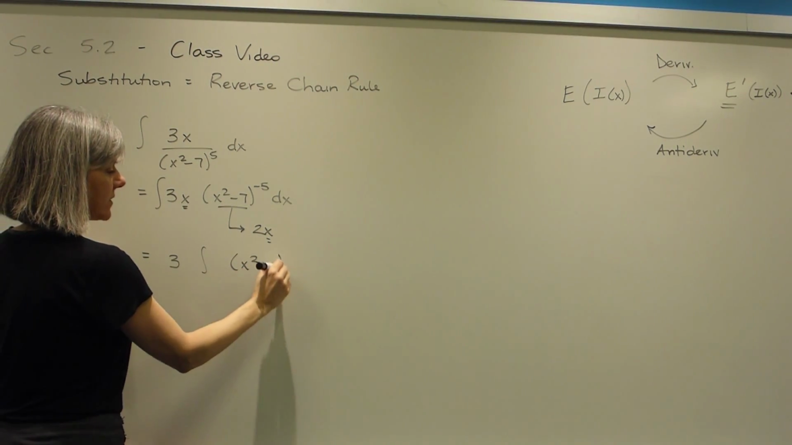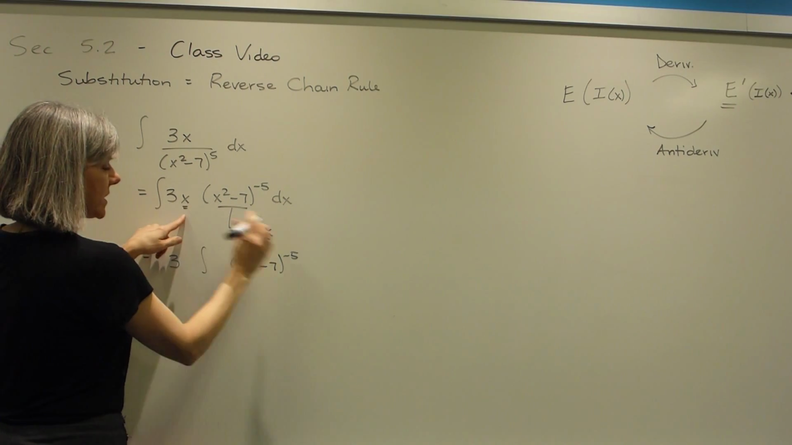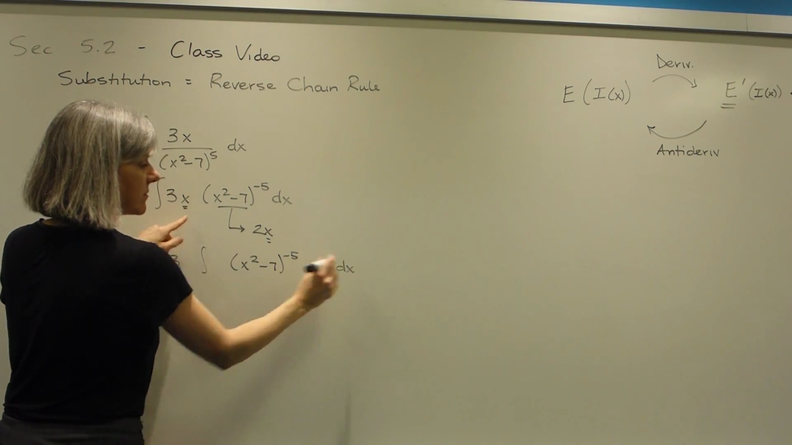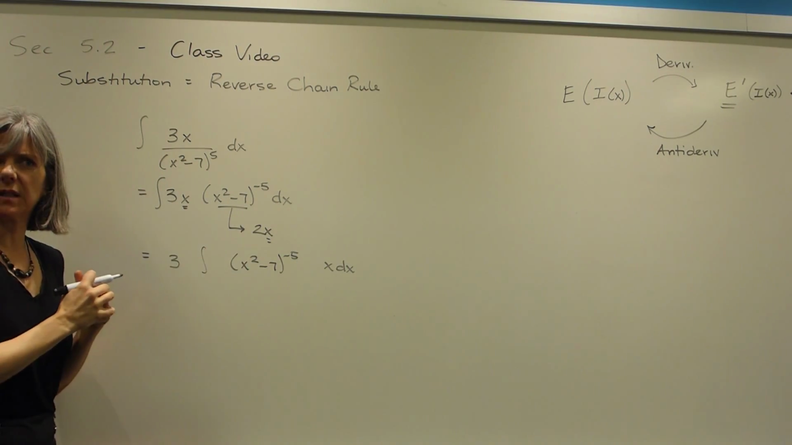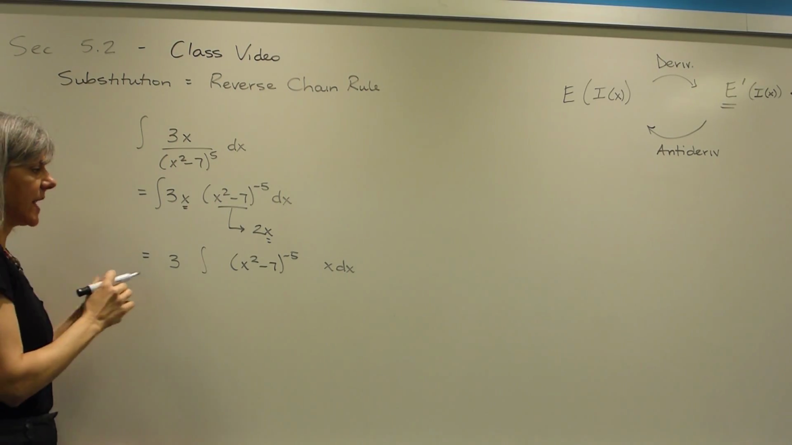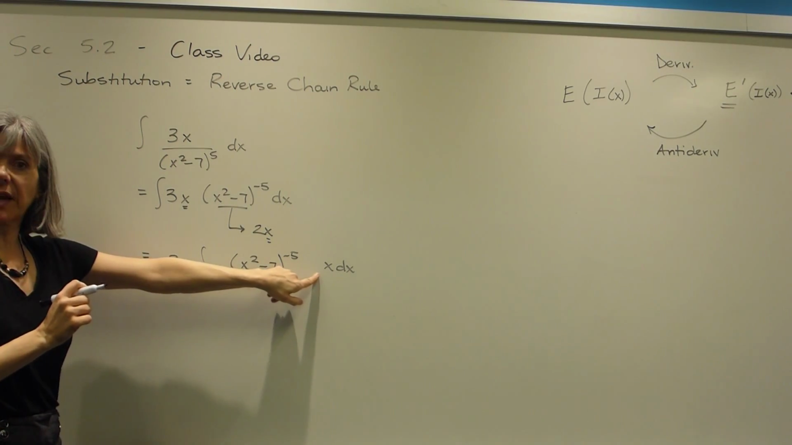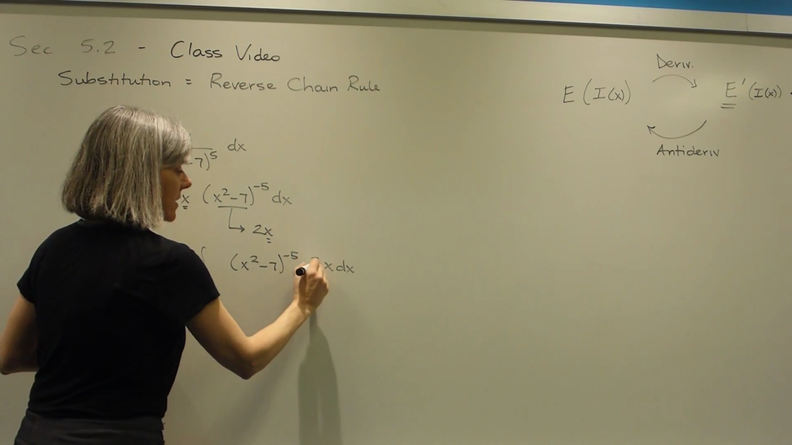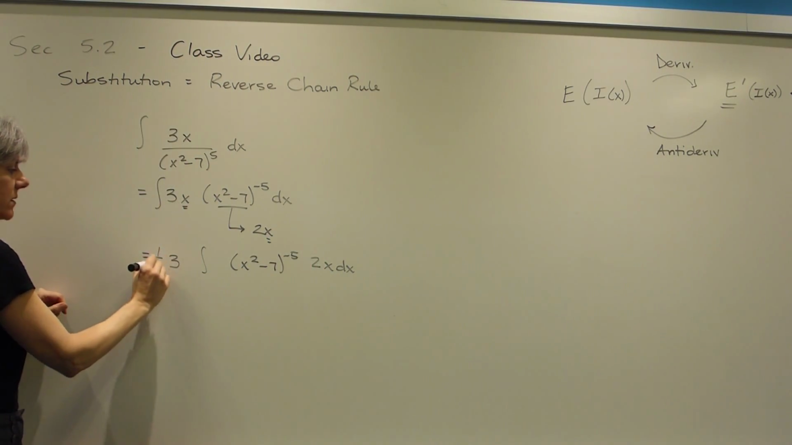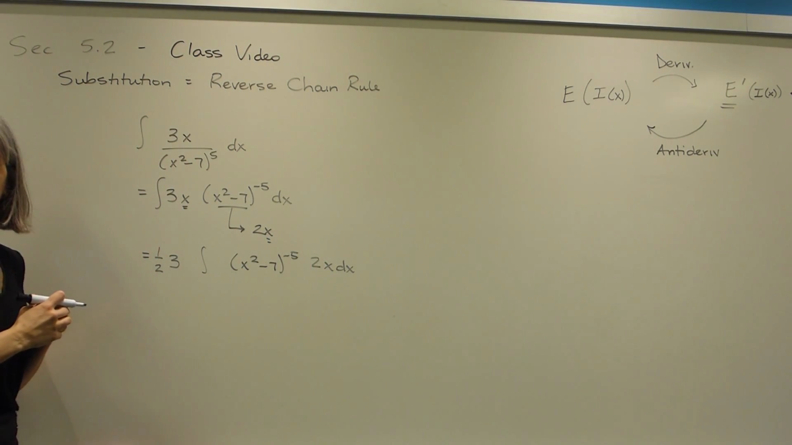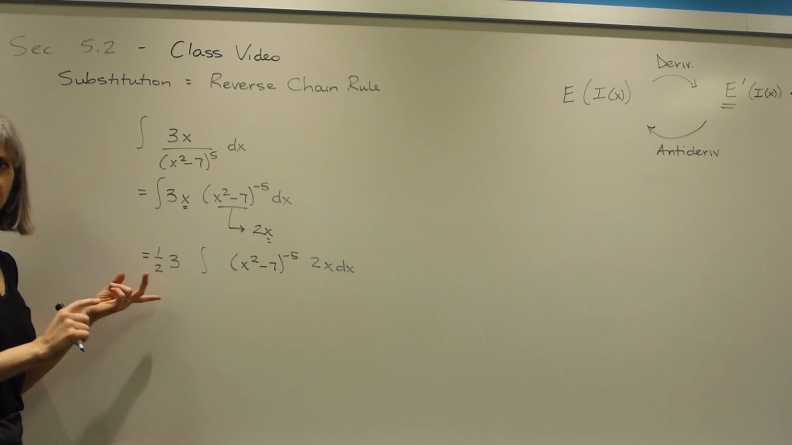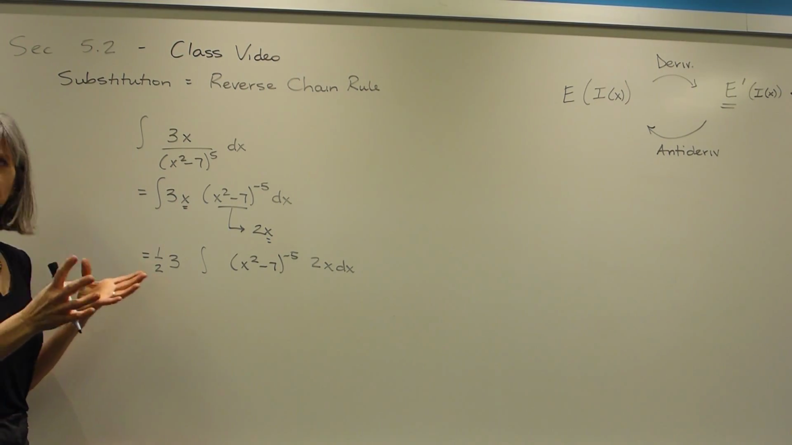X squared minus 7 to the minus 5, and now I'm going to put this x over here next to the dx, just because that's the form we tend to like. You guys seem to like it. It doesn't matter. Now, what number would I prefer to have here? 2x. So I multiply it in, divide back out. Does everyone agree that multiplying it in and dividing back out, we haven't fundamentally changed the problem?